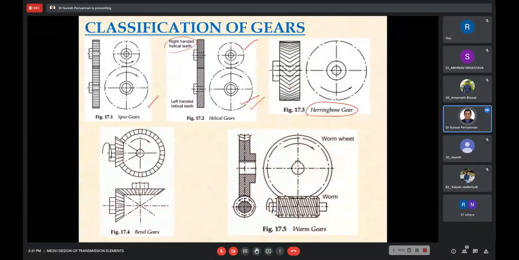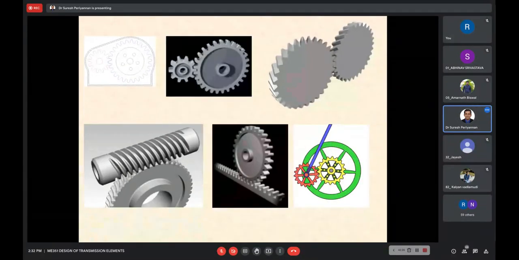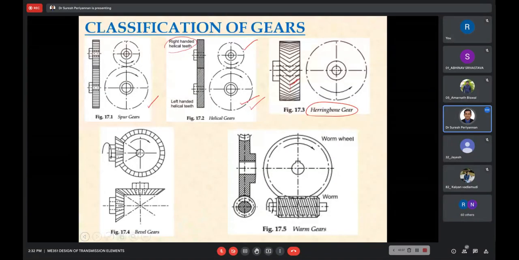One set of teeth is formed in the right-hand direction, another set is formed in the left-hand direction. This is left-hand helical teeth, this is right-hand helical teeth, formed on a single disc. Hence there is no axial thrust and no radial thrust created on the shaft due to this type of gear design. And the bevel gears we had already discussed. This is for power transmission between intersecting shafts. This is the worm and worm wheel we discussed.